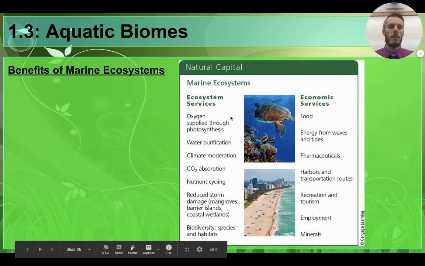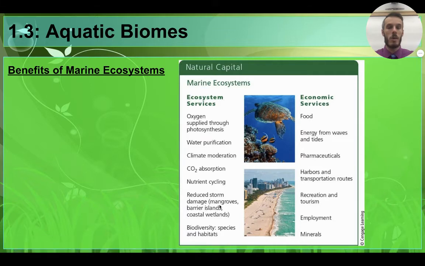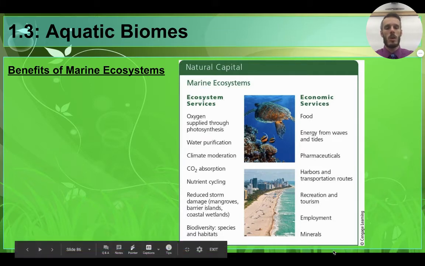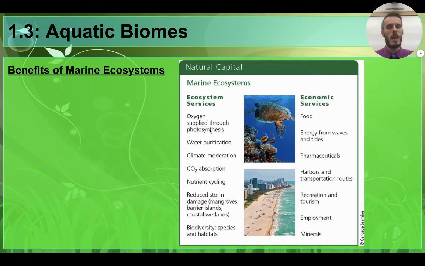All right, so as we said before, there are lots of benefits of marine ecosystems. So photosynthesis that happens in the coastal areas as well as in the open ocean provides a lot of oxygen for Earth.